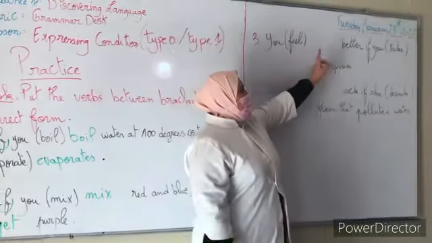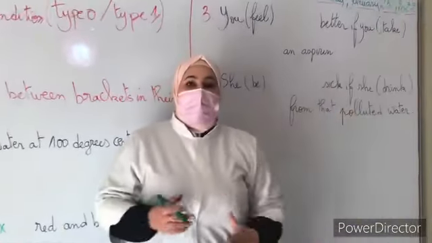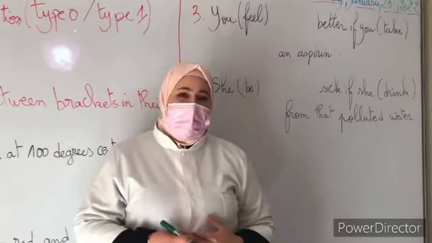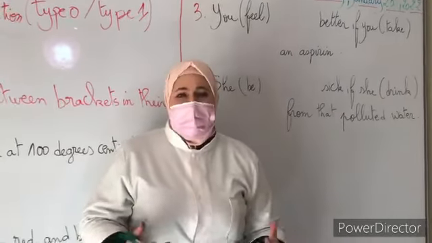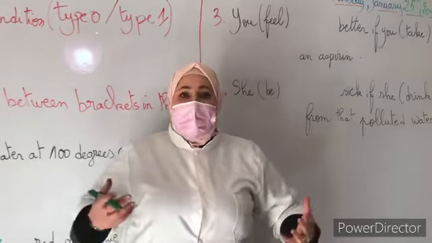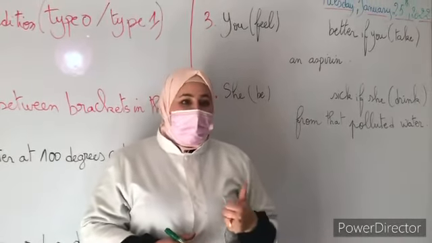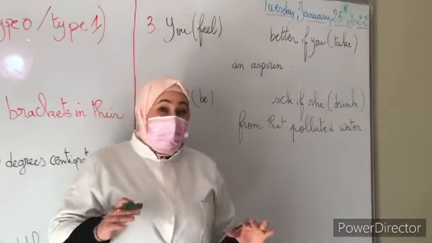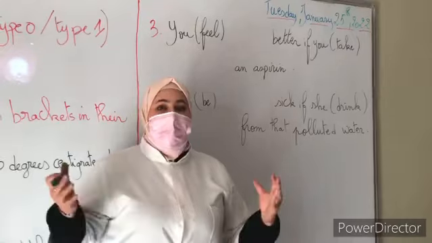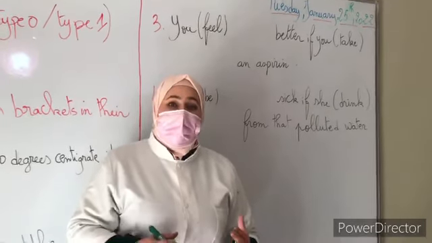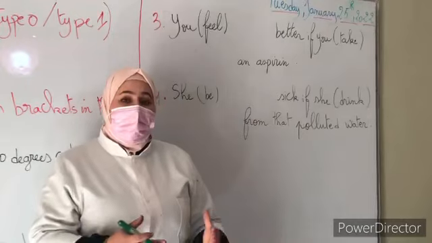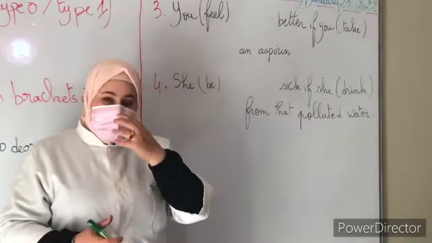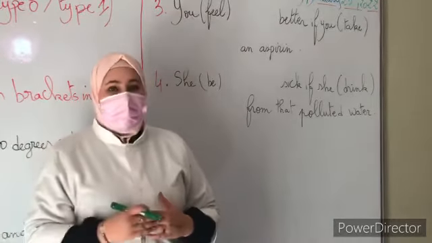You feel better if you take an aspirin. You know that when sometimes we are sick, when we take an aspirin, we're not always going to feel better. And this is what makes it conditional type 1, because when we take an aspirin, we don't always feel good, okay? So we are not sure about this, so this is a possibility. That means it is conditional type 1. The verb of the condition is always in the present simple and the result is in the future.